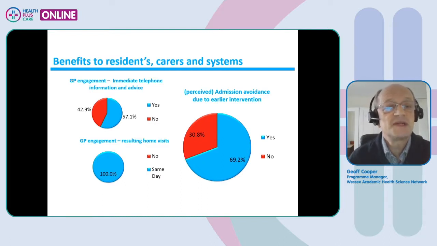Over 57% of staff felt it helped them engage with the GP on the first immediate telephone call. And 100% of them felt it helped them achieve a home visit on the same day. And overall, over 69% of staff felt that admissions were being avoided due to earlier intervention with simpler treatments, hydration, oral antibiotics, rather than a hospital visit and intravenous antibiotics.